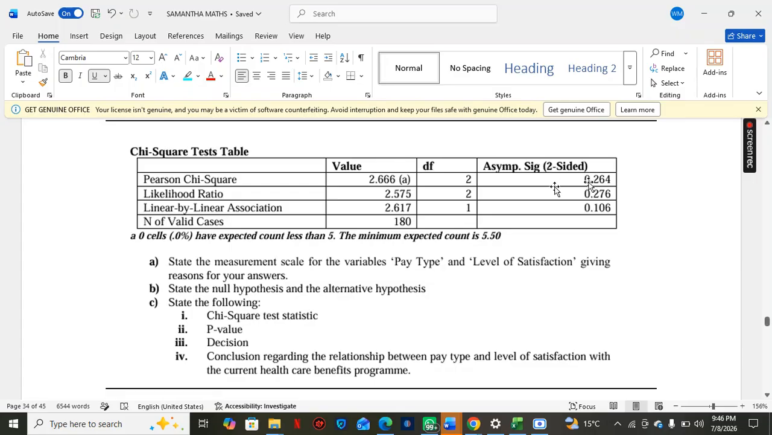Once you've done the test through Excel and it gives you results like this, you just come to the p-value. You just come here and see, is this less than 5% or greater? That's all you look for to make a decision.